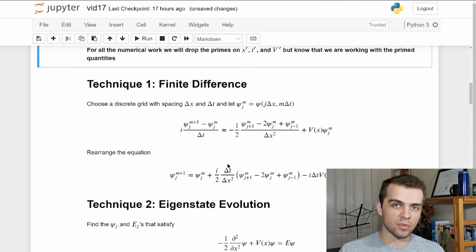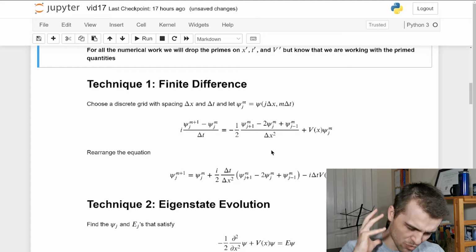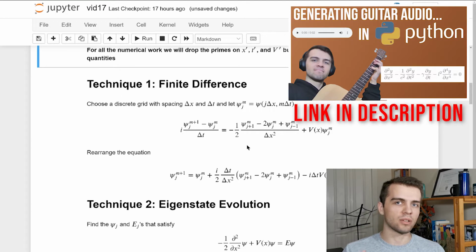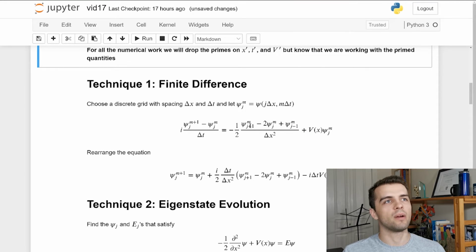So there's two techniques we're going to look at today for solving the time-dependent Schrodinger equation. Of course, one is the finite difference method. Now, I'm going over it pretty quickly here today, but if you're curious about how this technique works, I've gone in depth, like really a lot, in my guitar audio video. So I'd look at that video if you're interested in this finite difference technique. It works for any partial differential equation, by the way.